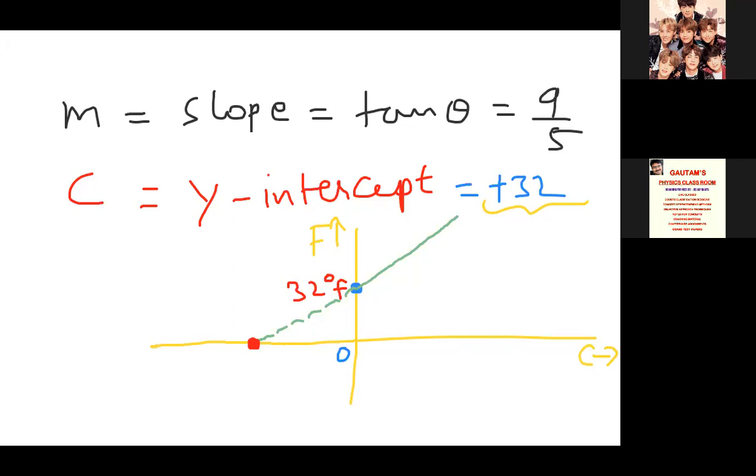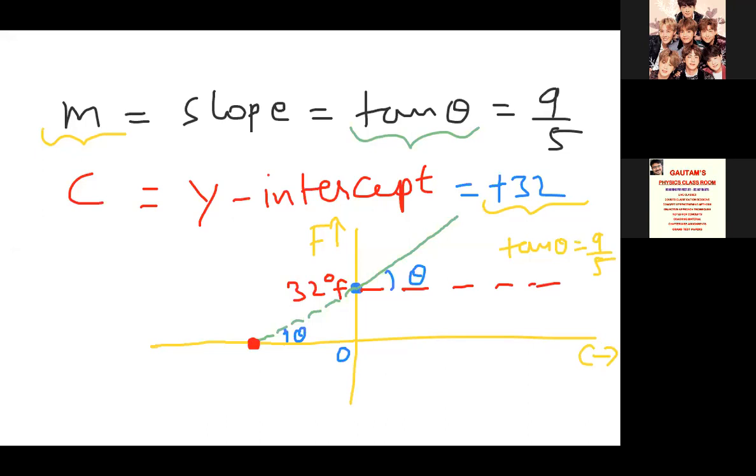First of all, observe the point m. M is the slope. Slope is tan theta. Slope means nothing but the angle made by the x-axis with the graph, this theta. Here also we can write theta. So here m is equal to tan theta, not simply theta. You have to write it as tan theta. Tan theta is 9/5. So this is the theta, and tan theta is nothing but 9/5.